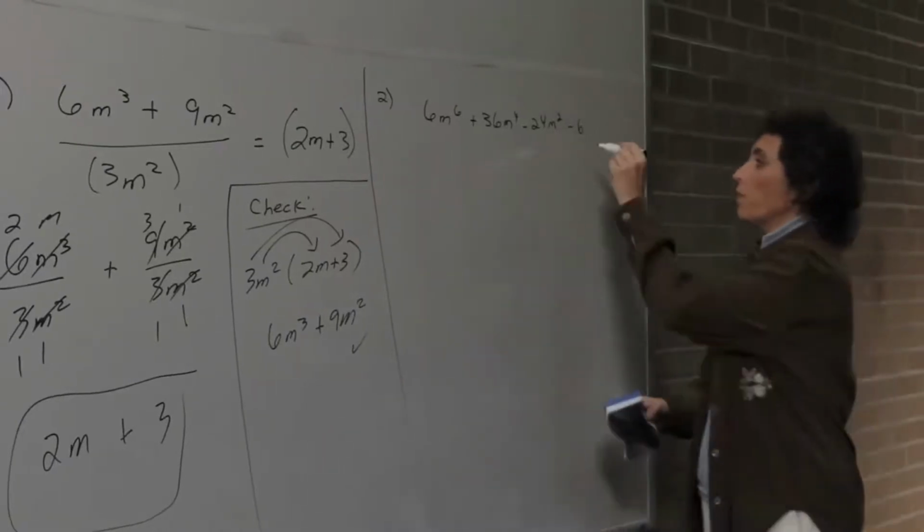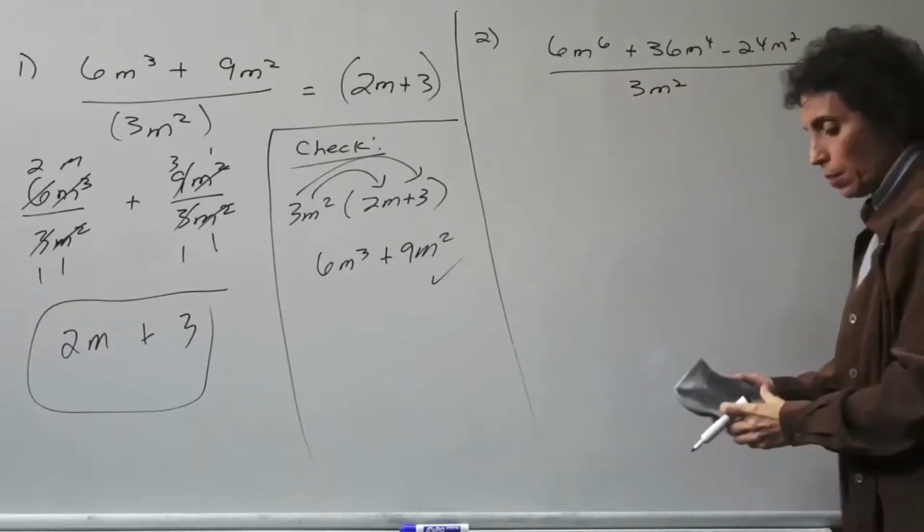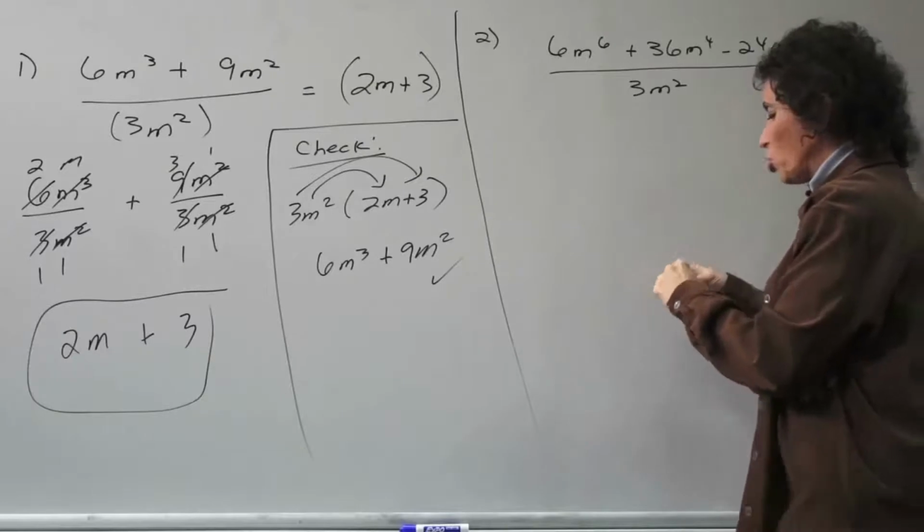Okay, ready for number 2? We're dividing by the same thing, 3m squared. This is a little harder. Not much, but a little. Okay, we're going to reduce here each term.